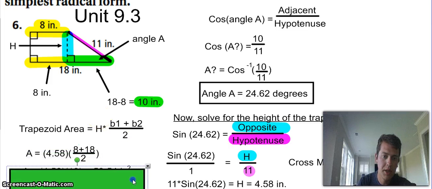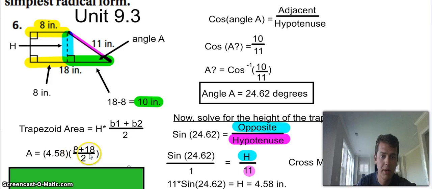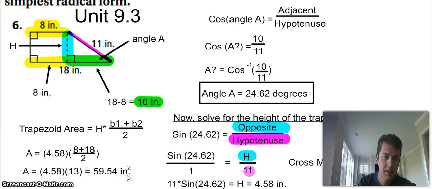So when I go ahead and plug in base 1 and base 2, base 1 was 8 on top and base 2 is 18. It's the entire base, remember? That becomes 26. I'm going to go ahead and delete this. So when I take 26 divided by 2, that gives me 13. When I take 4.58 times 13, I get 59.54 inches squared for the area of the entire trapezoid there.